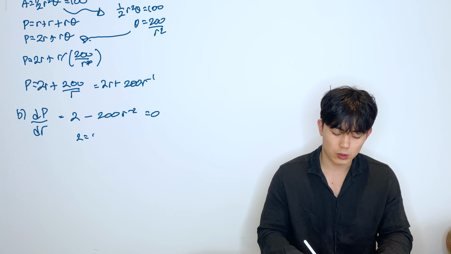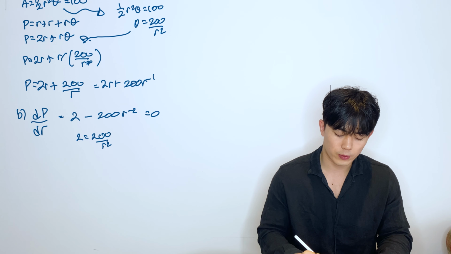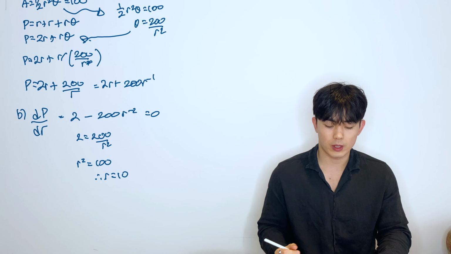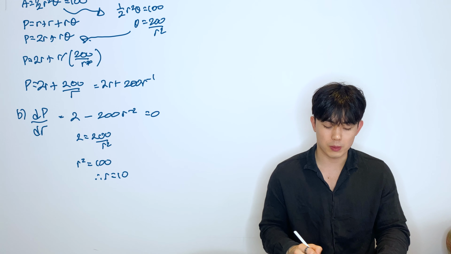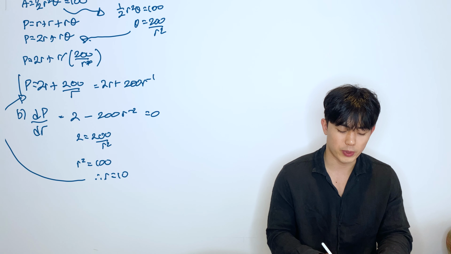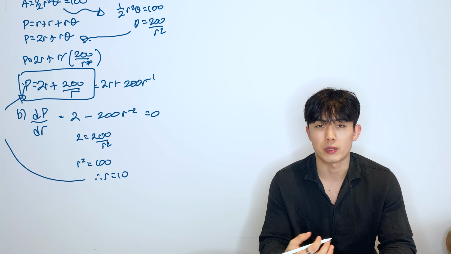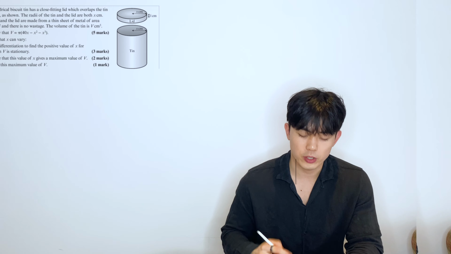So 2 is equal to 200 over r squared. R squared is equal to 100. Therefore, r is also 10 again. And to find the minimum perimeter, once again, we just plug this 10 into this initial perimeter equation instead of r, and you'll be left with the perimeter value, or the minimum perimeter value. Let's just try one final one.